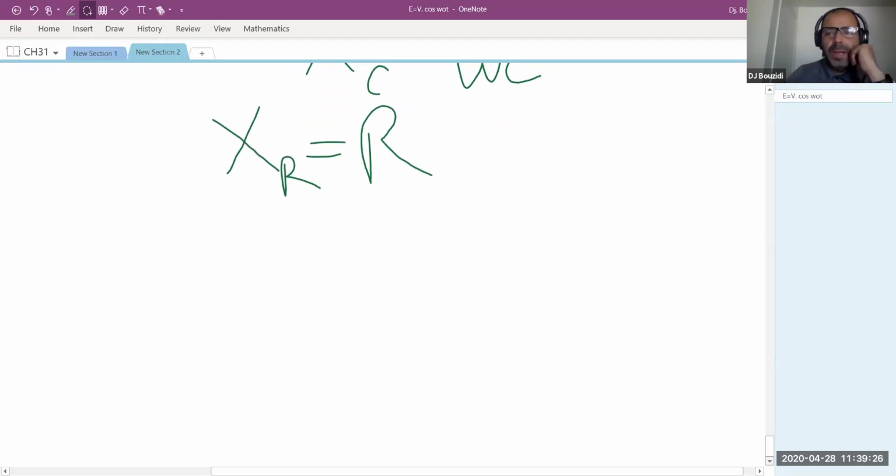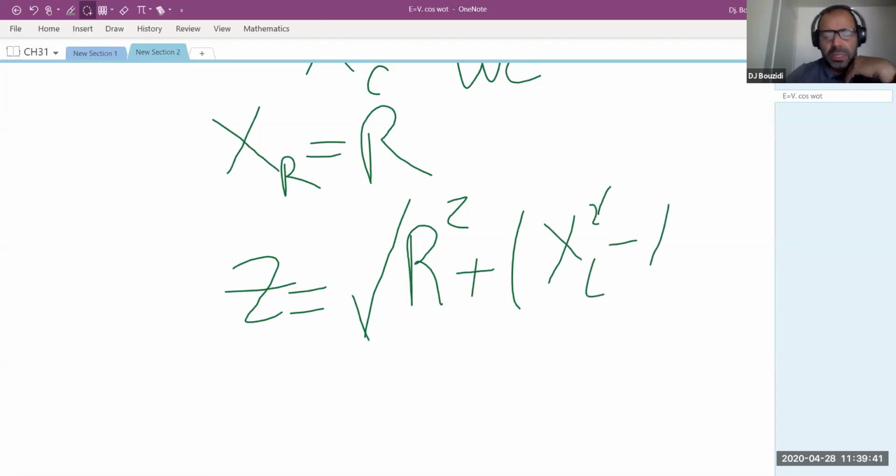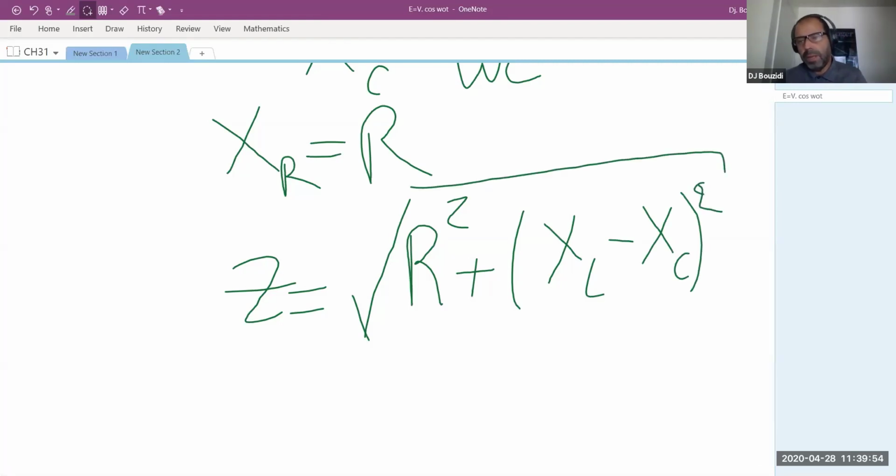Now, the Z itself, which is also in ohms, by the way, Z is the entire impedance for the circuit, turned out to be, and we have seen that, it's XL minus XC, the whole thing squared but under the square root. Okay? So that's basically what the impedance is, and the impedance is similar, if you wish, to resistance.